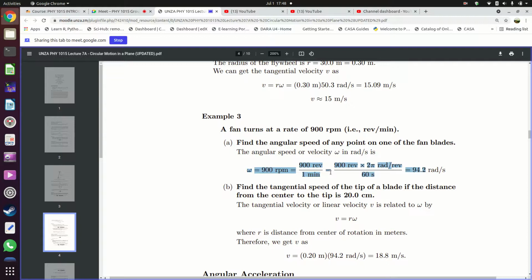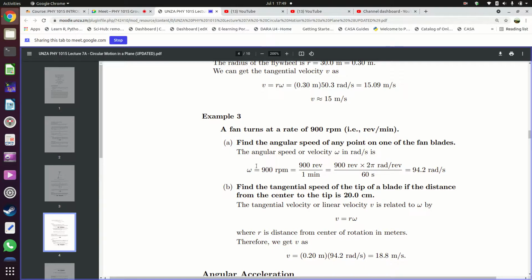So the point here is, if you are given an angular velocity in revolutions per minute, you need to change it to radians per second. Is that clear? Yes, if you are given an angular speed in revolutions per minute, that has to be changed into radians per second. Okay.